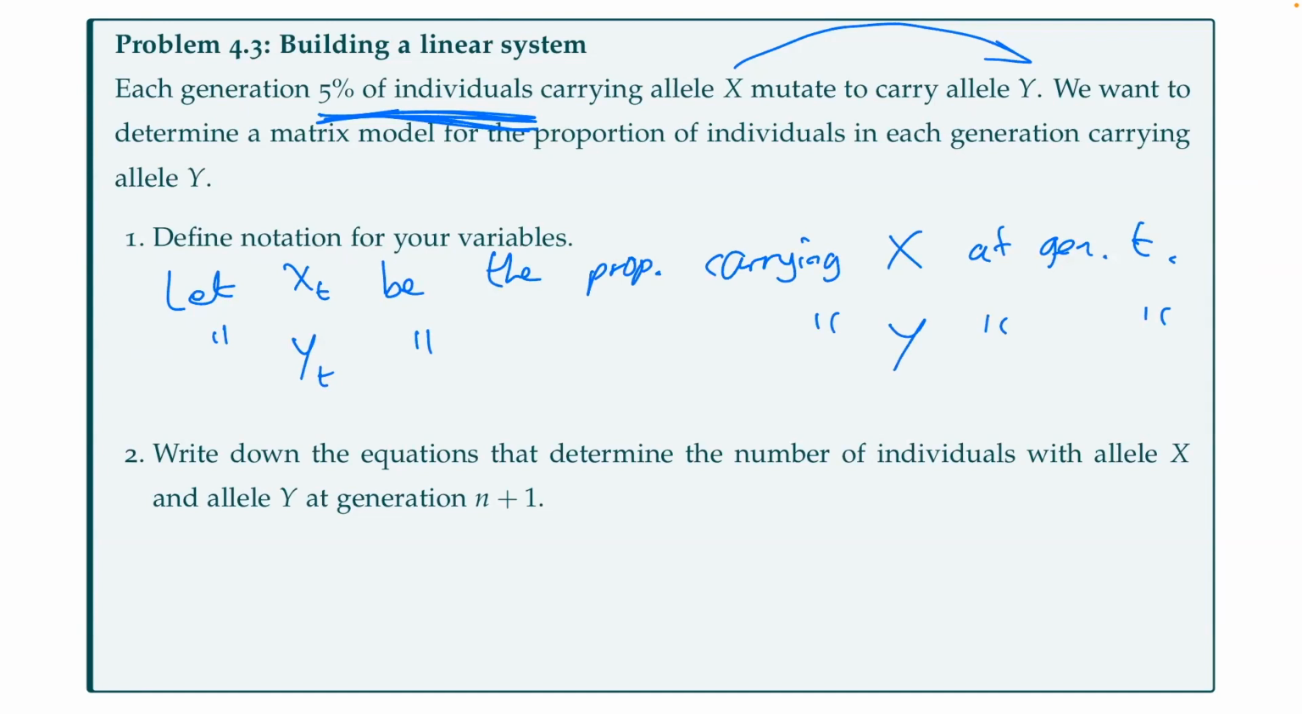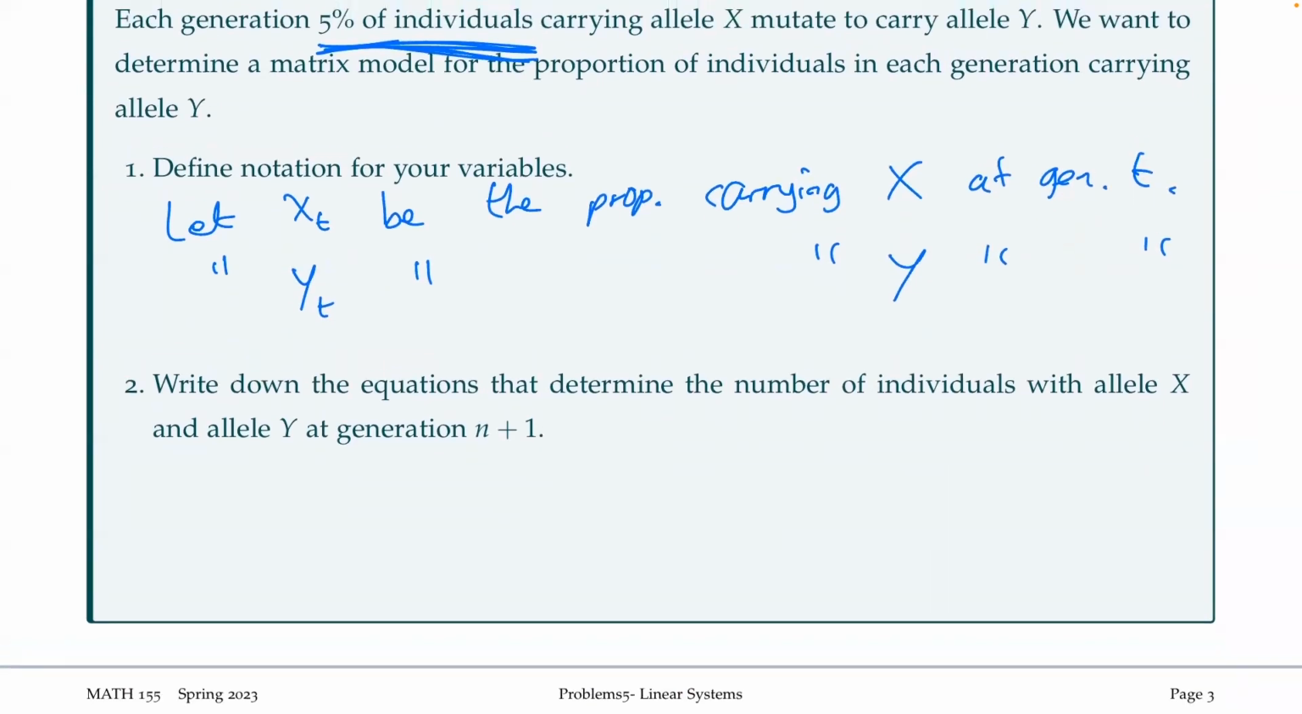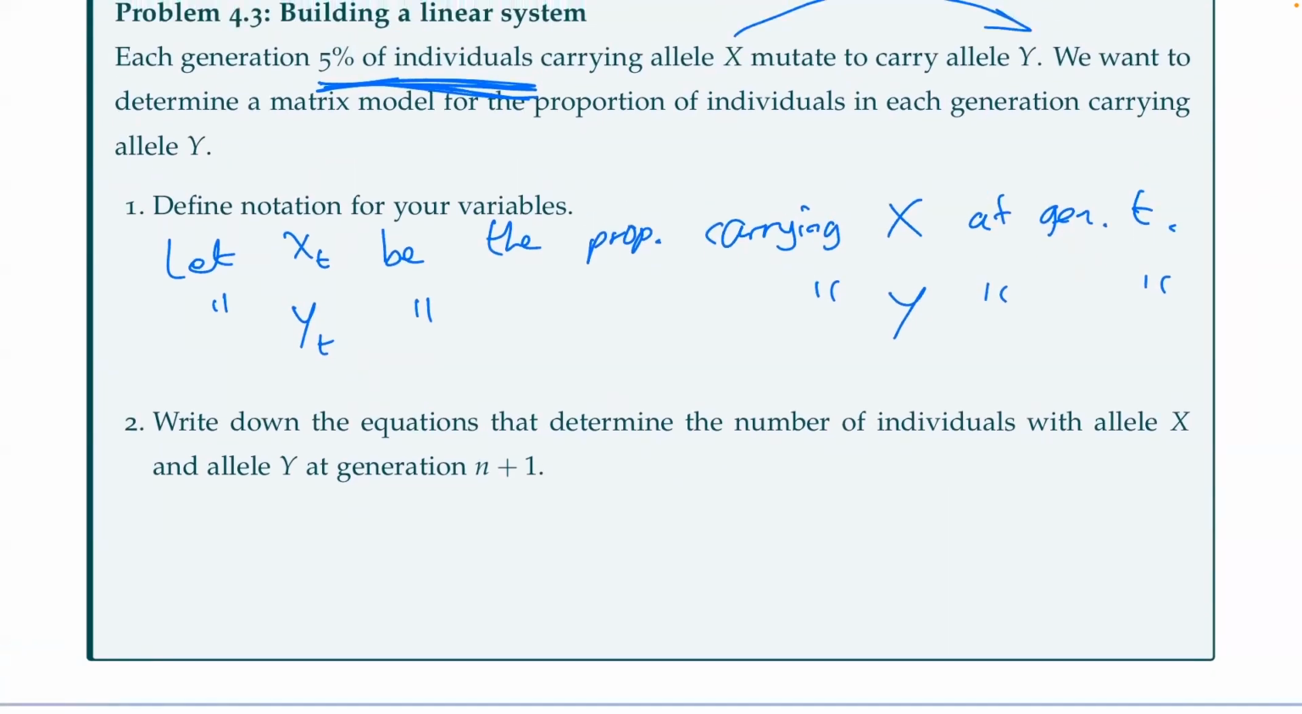Okay, so how do we turn this word problem into a matrix model? Well, first of all, we need to write down a linear system of equations that describes the population change. So what do we know?